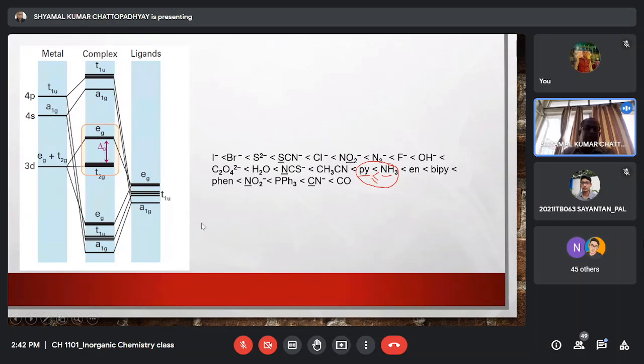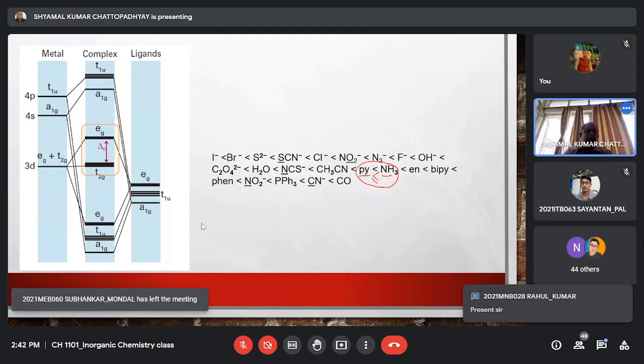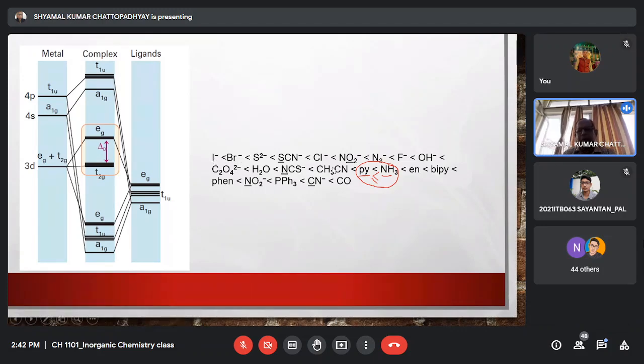Now that means the greater the basicity of the ligand, the greater will be the crystal field splitting. And this can be easily explained again if we consider iodide, bromide, chloride, fluoride, etc. Fluoride, we know, is the strongest base, and so it has the highest crystal field. Iodide is the weakest base, and so it has a very weak crystal field splitting.